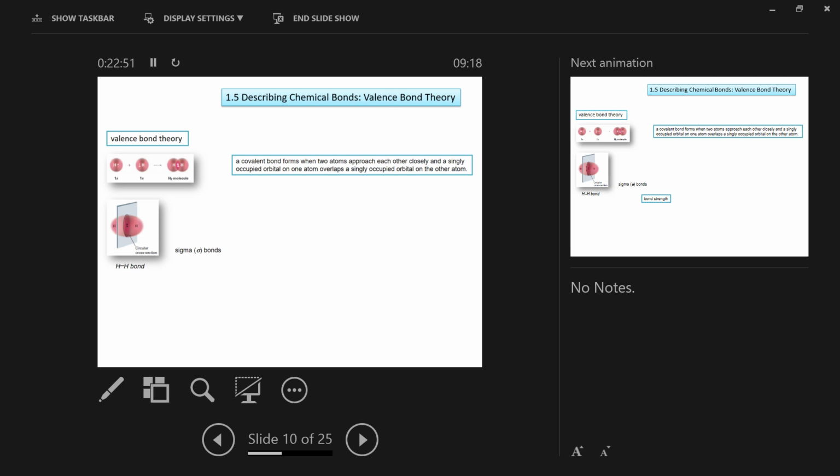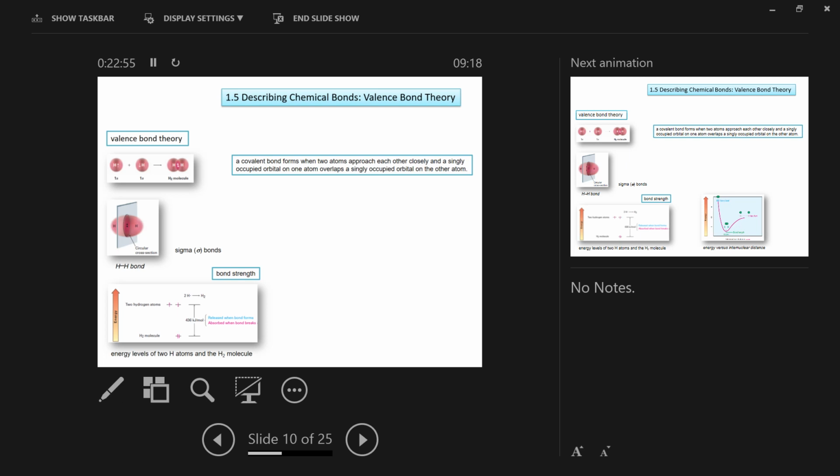We will see in the future what a sigma bond means. Okay, regarding bond strength, when we form this, obviously we have a stabilization, where we have the sigma bond that is stable, and we have an anti-sigma bond that is unstable.